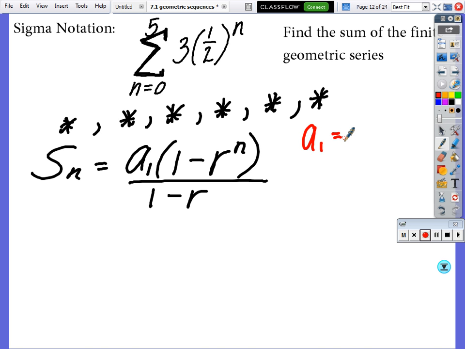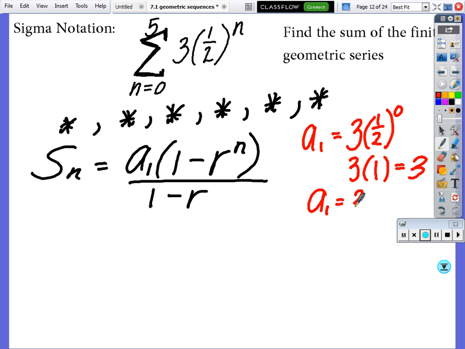Okay, I'll show you. So to find a sub 1, you've got to look at your first term here, which is n is equal to 0, guys. Everybody watch, because you didn't understand this, so watch. n is equal to 0 was the start of our series, right? So plug that into our function, and that would give you the first term. So we would have 3 times 1/2 raised to the 0 power. What's anything raised to the 0 power? 1. So really we have 3 times 1, which is 3. So a sub 1 is 3.